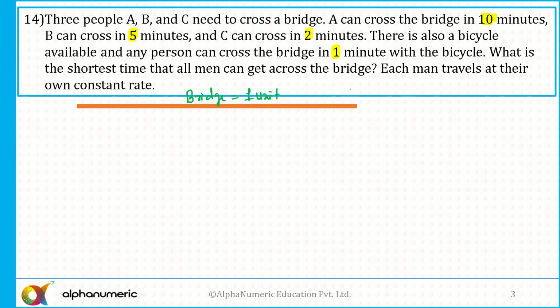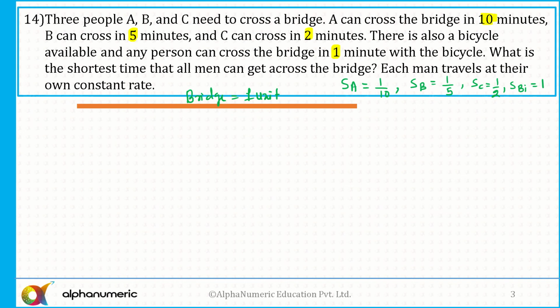Now, what is the speed of A? A is taking 10 minutes, so the speed of A is 1 by 10. What is the speed of B? To travel 1 unit, B is taking 5 minutes, so the speed of B is 1 by 5. The speed of C is 1 by 2. And the speed of the bicycle is simply 1 upon 1, that is 1.